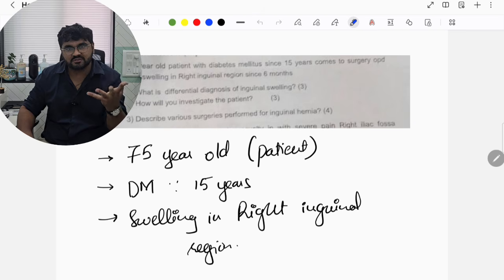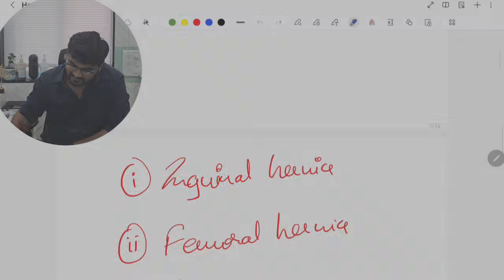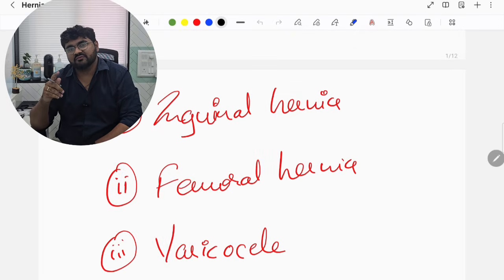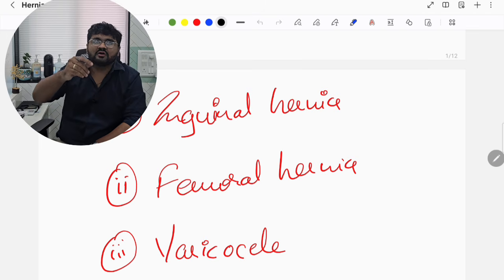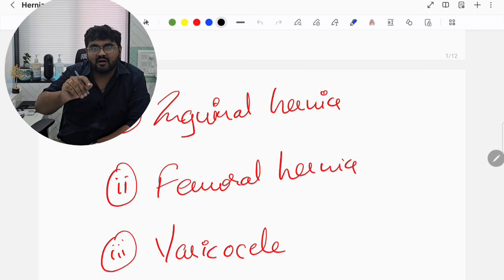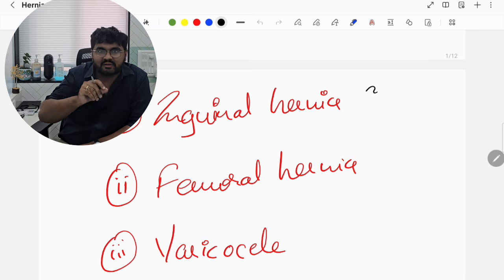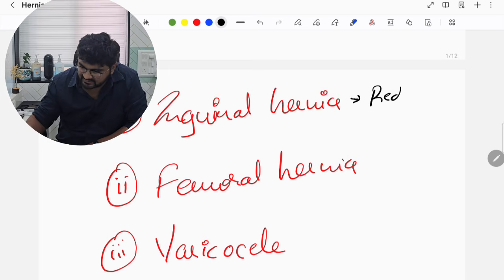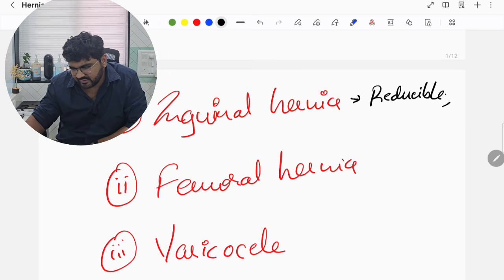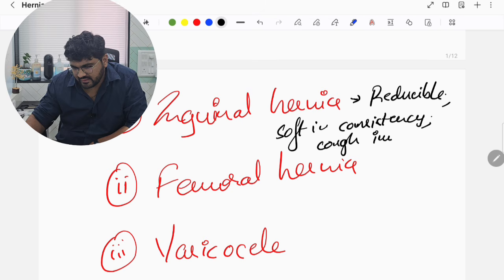The first differential has to be an inguinal hernia. Whenever you are writing the differential diagnosis, also make sure that you write how this swelling will present to you. So we know that an uncomplicated inguinal hernia swelling will be reducible. The swelling will be soft in consistency, and cough impulse will be present.